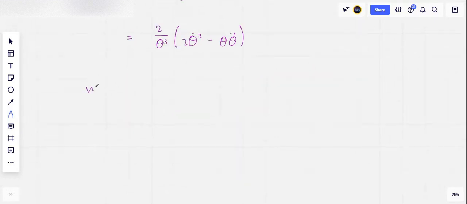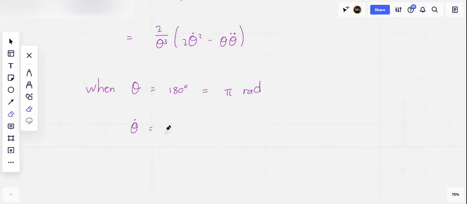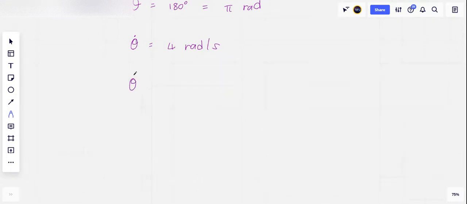Now, when the angle theta is equal to 180 degrees, which we said is pi radians, then we have theta dot to be 4 radians per second, as given in the problem statement. And we also have theta double dot to be 3 radians per second squared.